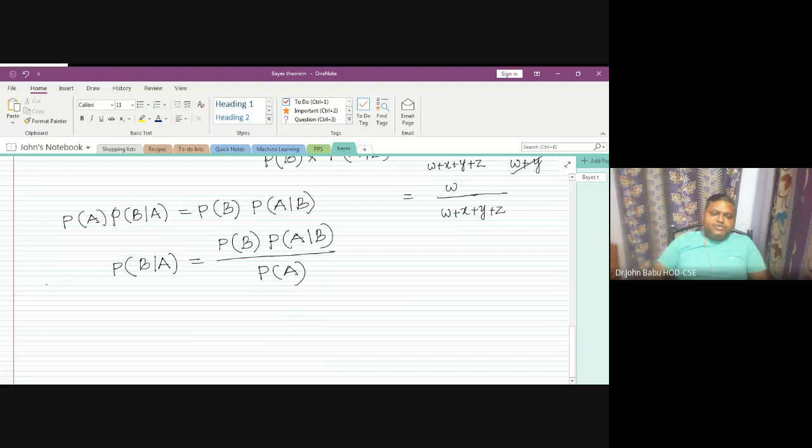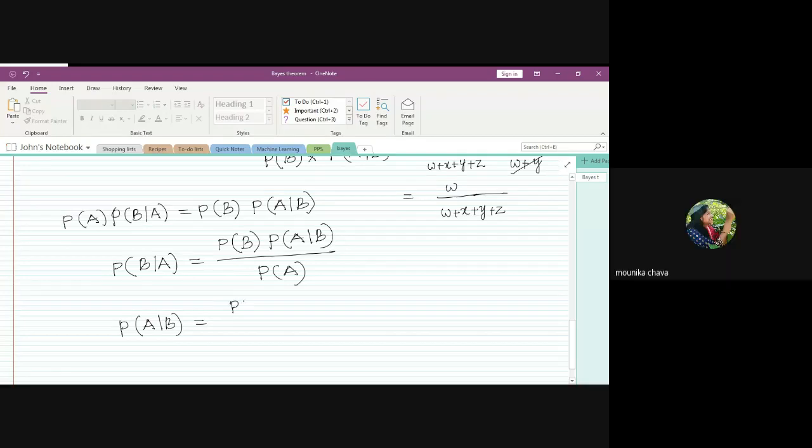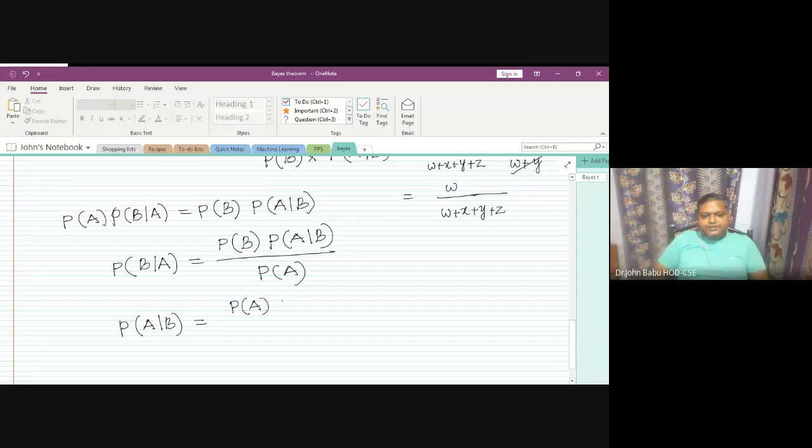Similarly, what is probability of A given B? Not A by B, A given B. What is probability of A given B? Probability of A into probability of B given A by probability of B. This is Bayes' theorem. Bayes' theorem helps us to calculate the posterior probability.